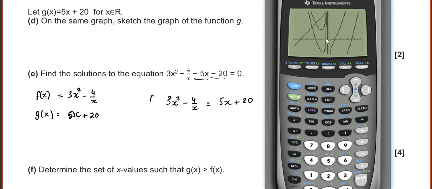Now, what they're testing you on is, did you spot that there's a third one up here somewhere that's not on our screen at the moment? There should be 3 answers. So quite often people see the 2, but don't spot the third.